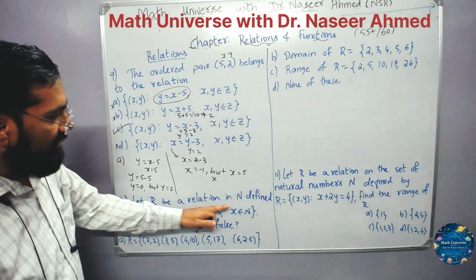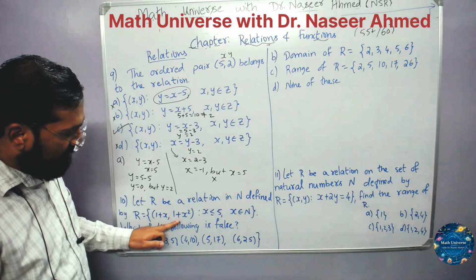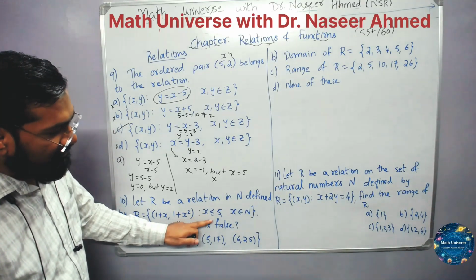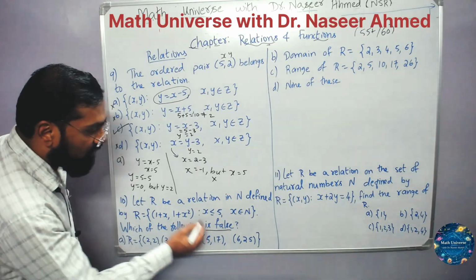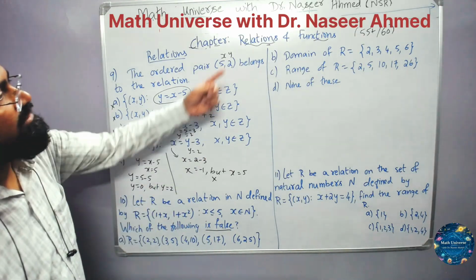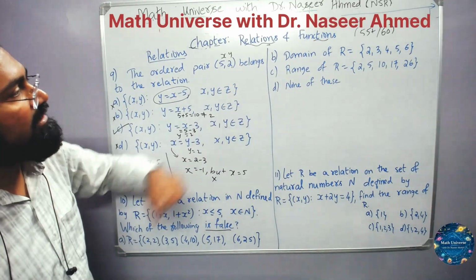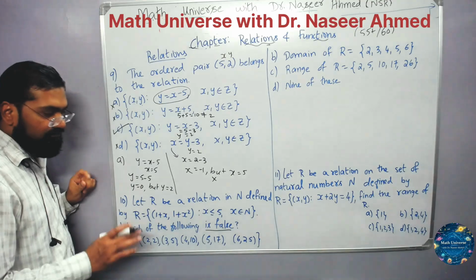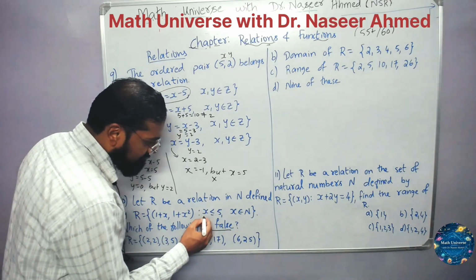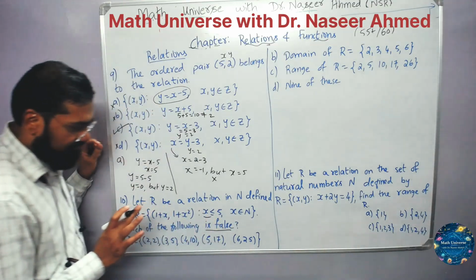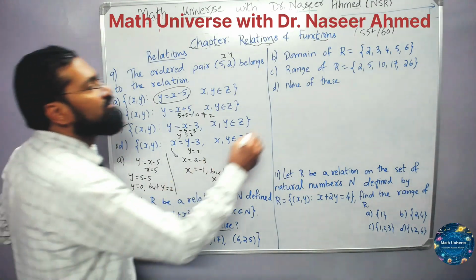Let R be a relation in N defined by R is the set of all ordered pairs (1 plus x, 1 plus x square) where x is less than or equal to 5, x belongs to natural numbers. Then which of the following is false? I want the false one. First option is on relation R, second on domain, third on range, and the last is none of these. We have to check which is false. They are saying that x is less than or equal to 5. So one by one I have to substitute here. Let us find R.